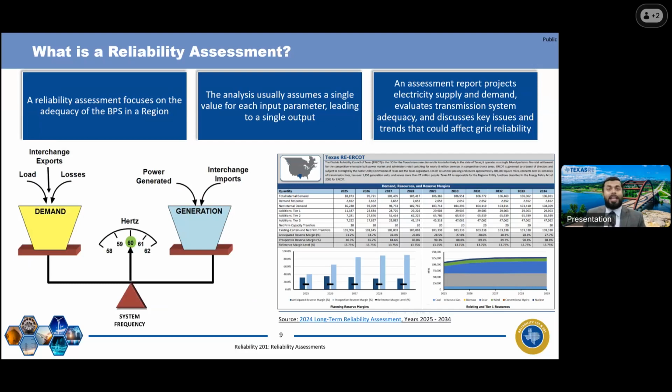This is because the data used in this analysis does not consider its variability due to system behaviors with respect to time. What this means is that this type of assessment does not consider a probability-based analysis.